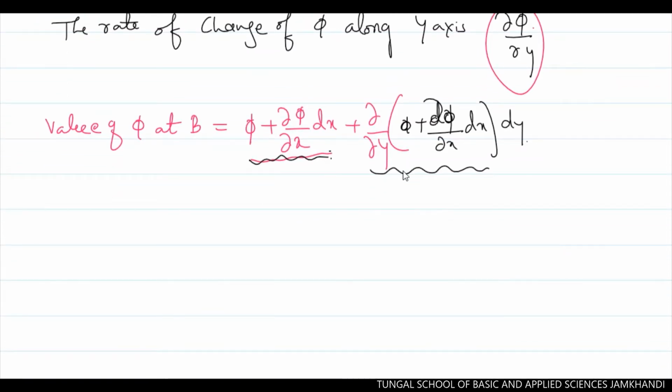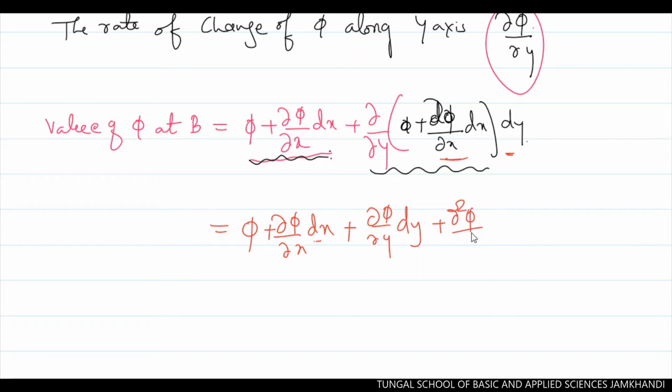So that's why we are going to define this variation of y. It not only depends on the y-axis, it also depends on the variation of that same function along the x-axis. Now if you take the total value of this function at point B, that is phi plus dou phi by dou x into dx, where d is the total variation and dou is a partial variation, right? Then plus dou phi by dou y into dy plus dou square phi divided by dou x into dou y into dx into dy.